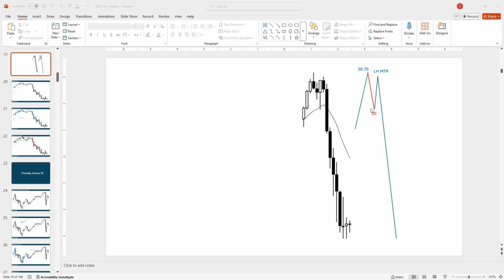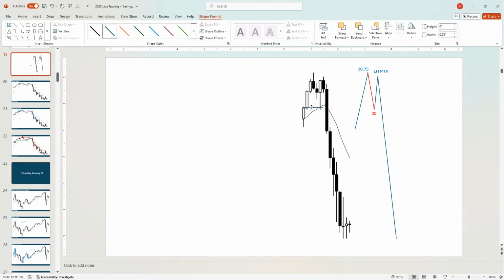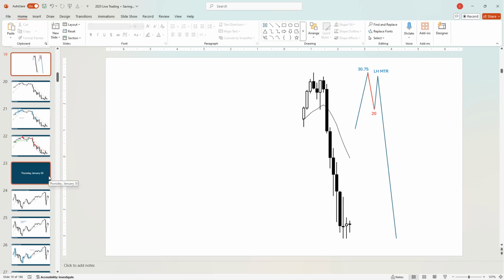65% is a deep pullback. Think about it. If I thought the market was going to pull back 65%, I never would have bought this close. I would have bought a pullback, maybe 50%, maybe 60%, maybe the breakout point here. Whatever it is, I obviously would not just buy the close if I thought we'd get the deep pullback. So the deep pullback is disappointing.